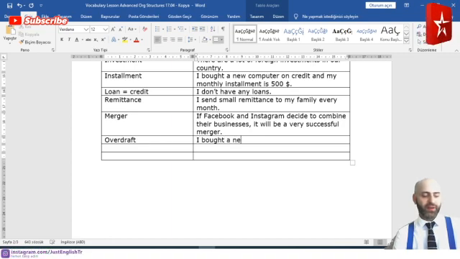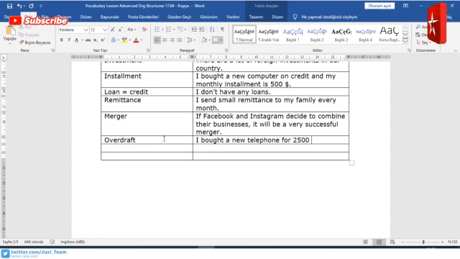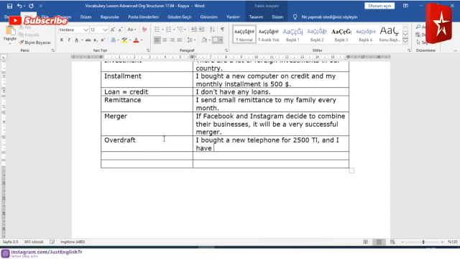I bought new speakers, or maybe a new telephone, for 2,500 TL, and I have a 500 TL overdraft now. So it means I only had 2,000 liras on my account, so 500 Turkish liras is my overdraft.